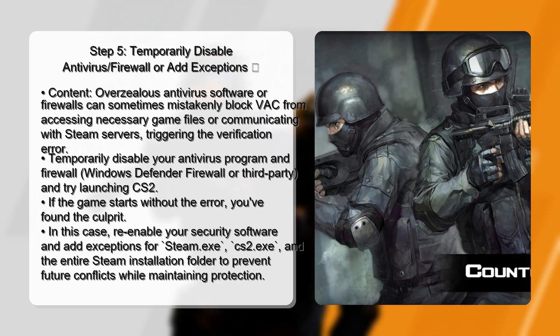Step five: temporarily disable antivirus and firewall, or add exceptions. Overzealous antivirus software or firewalls can sometimes mistakenly block VAC from accessing necessary game files or communicating with Steam servers, triggering the verification error. Temporarily disable your antivirus program and firewall, Windows Defender Firewall or third party, and try launching. If the game starts without the error, you've found the culprit. In this case, re-enable your security software and add exceptions for Steam.exe and the entire Steam installation folder to prevent future conflicts while maintaining protection.